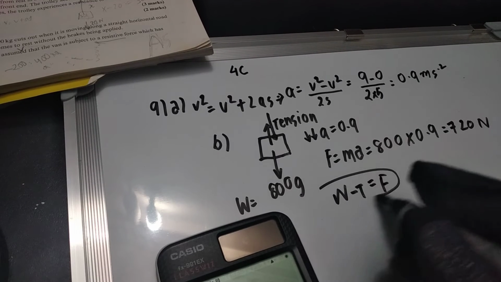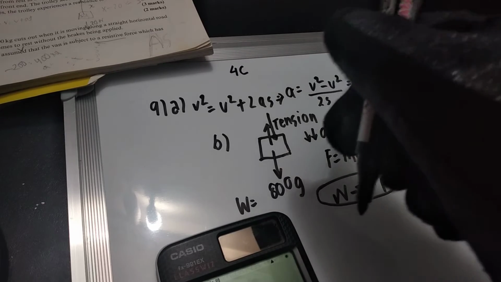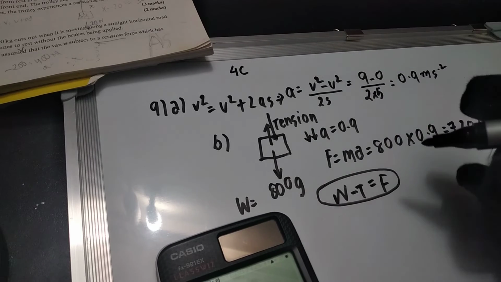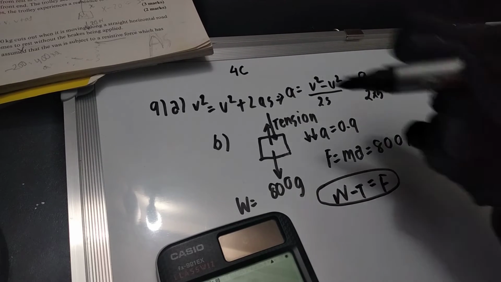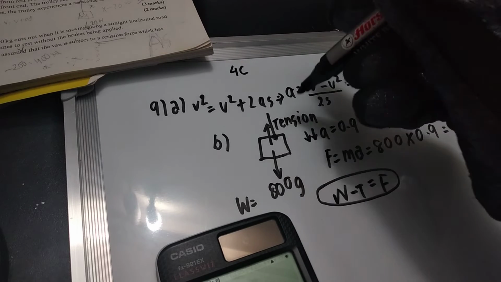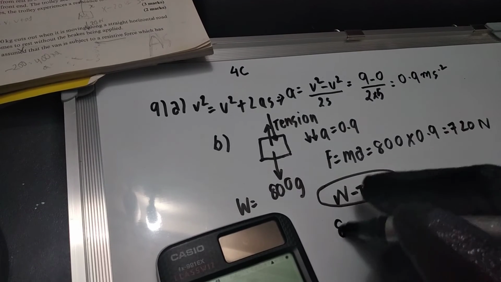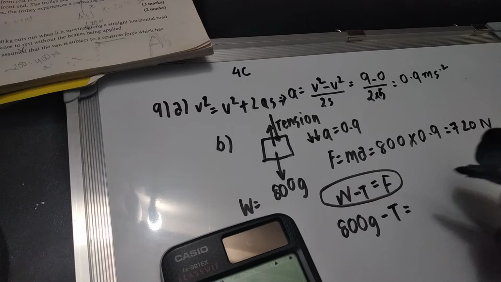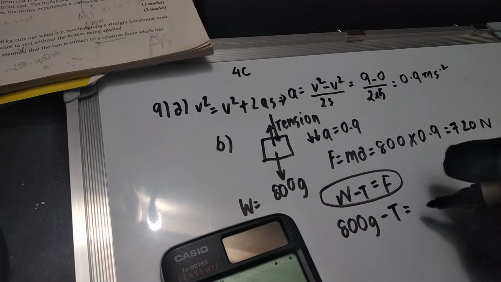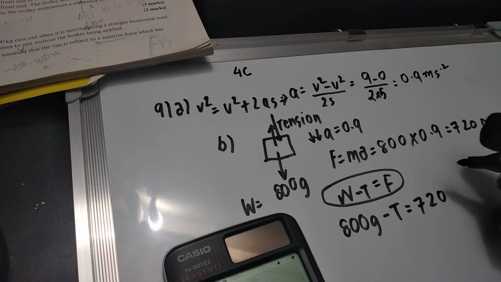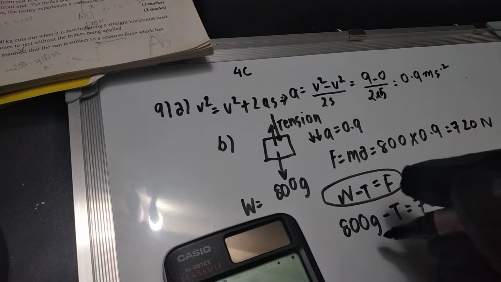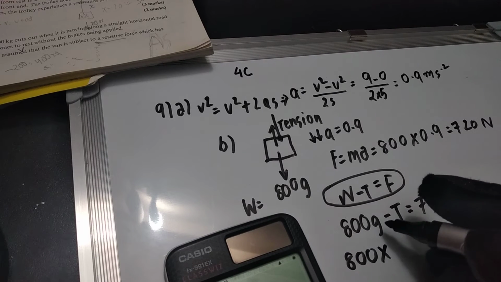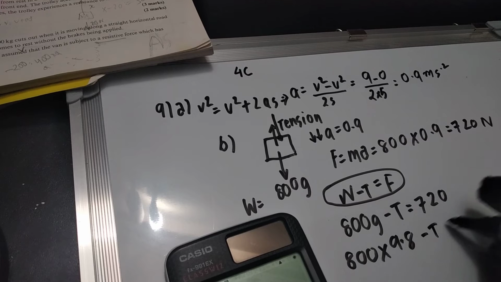This is the main thing here, that it is moving downwards, so the weight is more than the tension. That makes sense. So the resultant force should be the weight minus the tension. We know the weight, 800g. 800g is 800 into gravity, minus tension. We don't know tension. We are supposed to find tension, and we know the force from here, 720. So for 800g, we know in M1 and A levels, the gravity is 9.8, which is minus T equals 720.